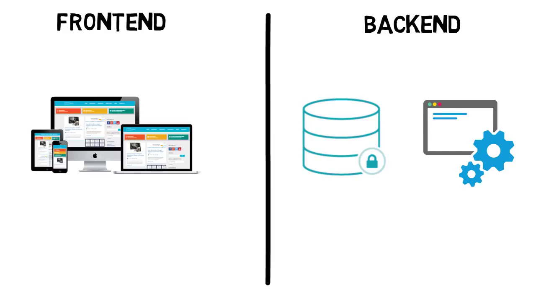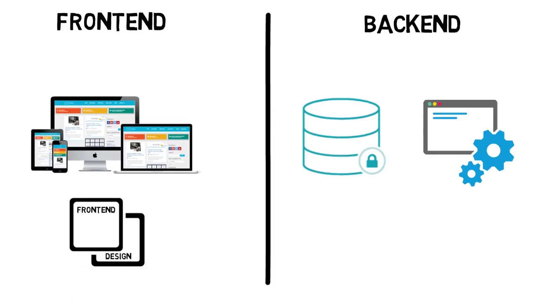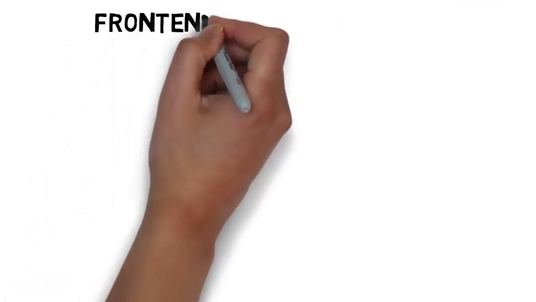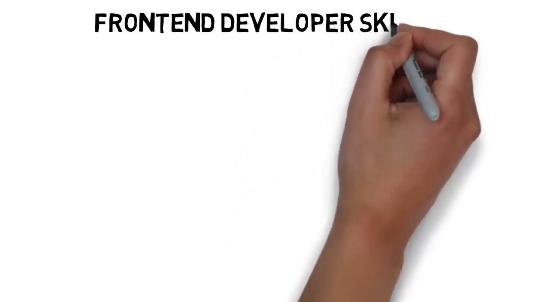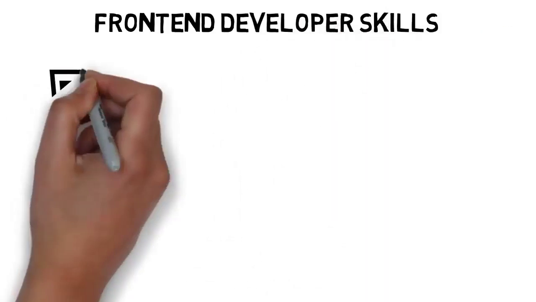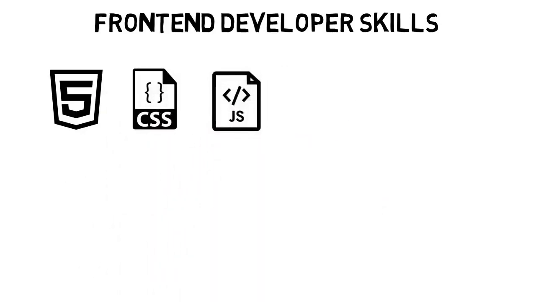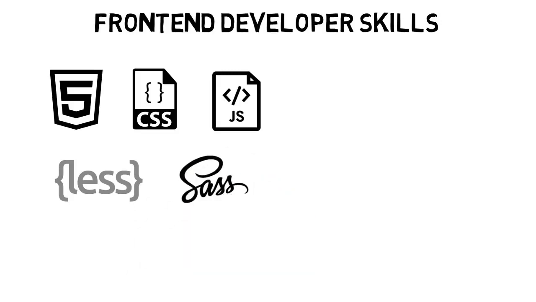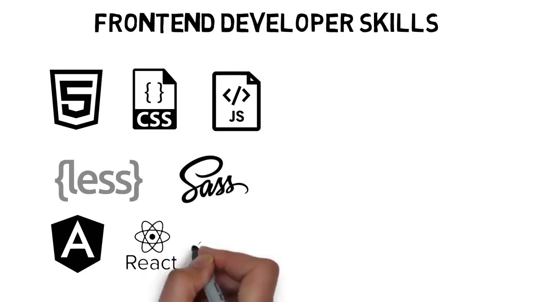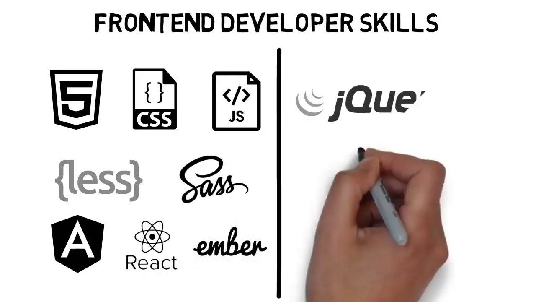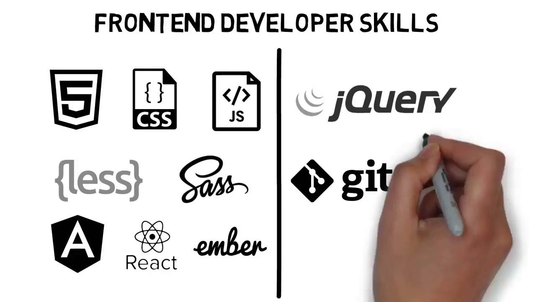As you may have guessed, it's the front-end developer's job that tends to share the most overlap with the web designer. Some common skills and tools traditionally viewed as unique to front-end developers are listed: HTML, CSS, JavaScript, CSS preprocessors such as Less or Sass, frameworks like AngularJS, React.js, or Ember, libraries like jQuery, Git, and GitHub.